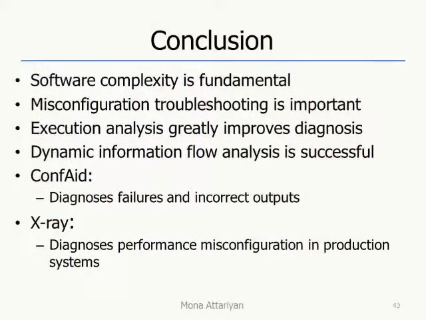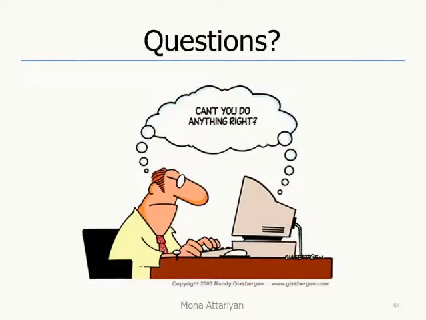All right, so, conclusion. Problems, unfortunately, are inevitable in complex software systems. I showed you that misconfigurations are the dominant cause of problems in deployed systems these days. And I showed you that execution analysis can greatly improve diagnosis of these kinds of problems. I talked about ConfAid and X-ray. They both use dynamic information flow analysis to do this. And I showed you that they can be actually pretty successful. That concludes my talk, and I'd be happy to take more questions.